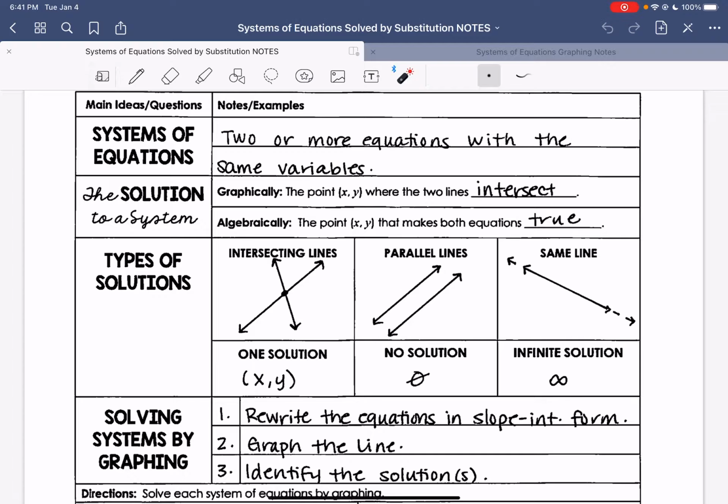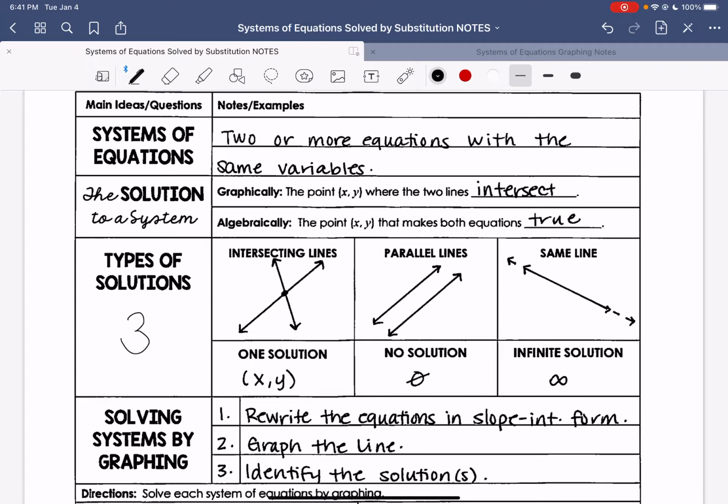graphically. And to do that, the points x, y, where two lines intersect, and we'll see that in our examples. And then algebraically is we will be able to prove that when the point x, y, that makes both equations true. So again, we'll look at both of those in an example, but just so you have that definition written down. There are three types of solutions.